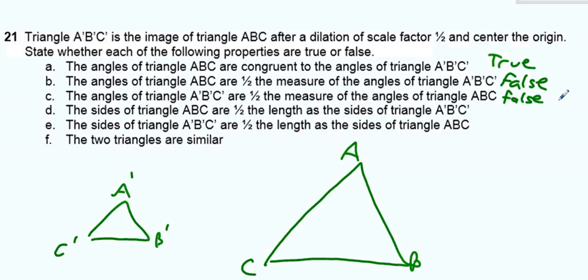The side lengths of ABC are half the lengths of A prime, B prime, C prime. No, the side lengths of ABC are bigger. So the side lengths of A prime, B prime, C prime are half the length of the sides of ABC. That's true. And the two triangles are similar. Yes, dilations make similar figures.